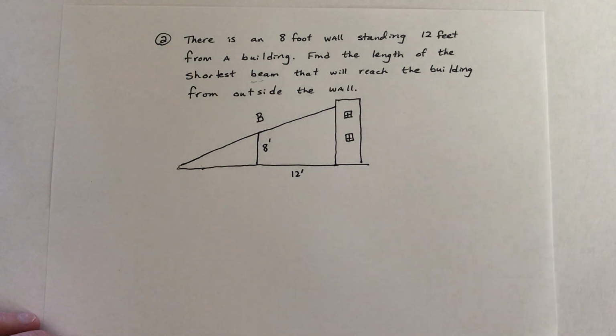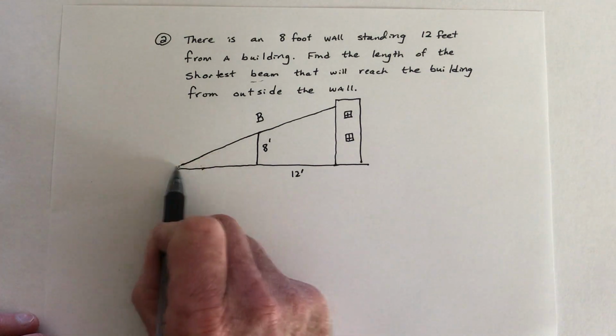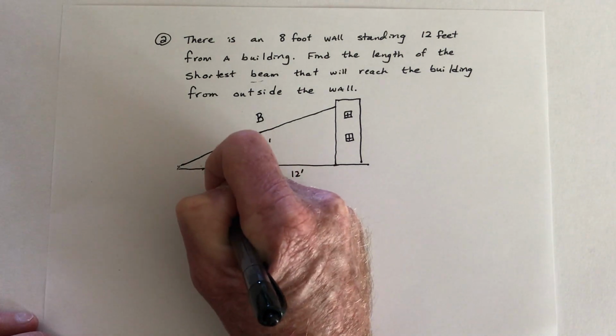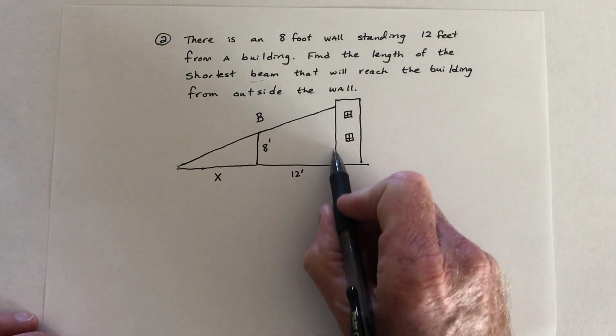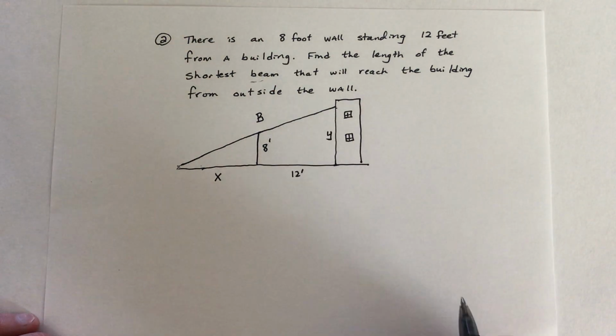Okay, so I need some information. Like right here, I don't know how far out this beam is going to go until it hits the ground. So I'm going to call that X. Also, I don't know how high up it's going to go on the building. So I'm going to call that Y.